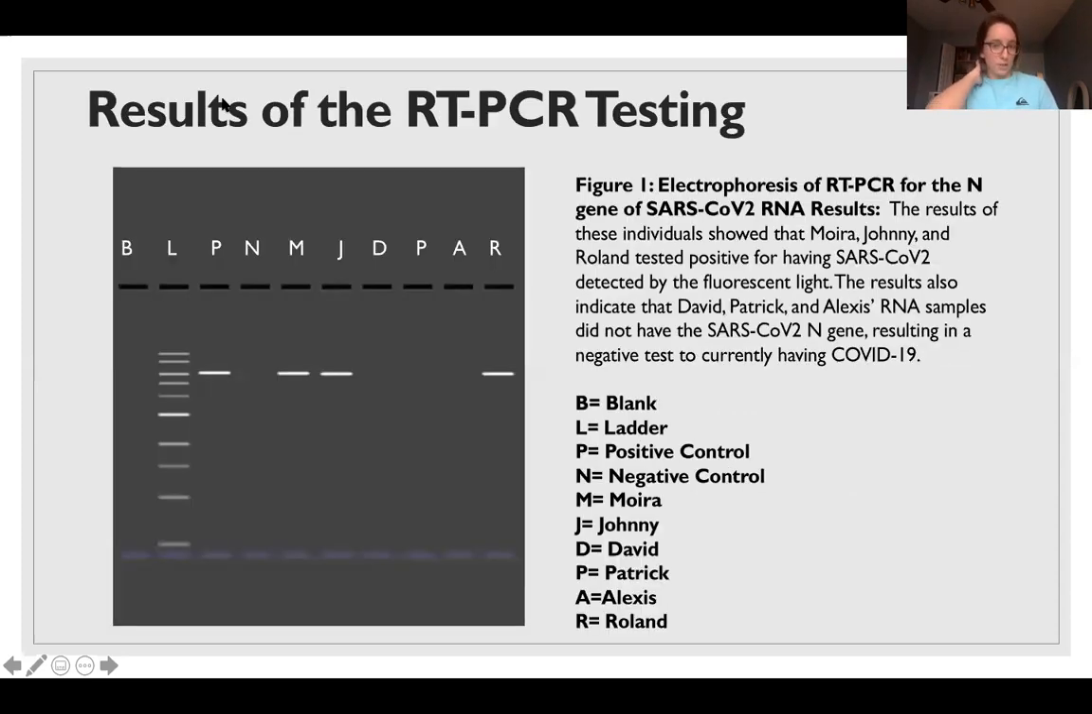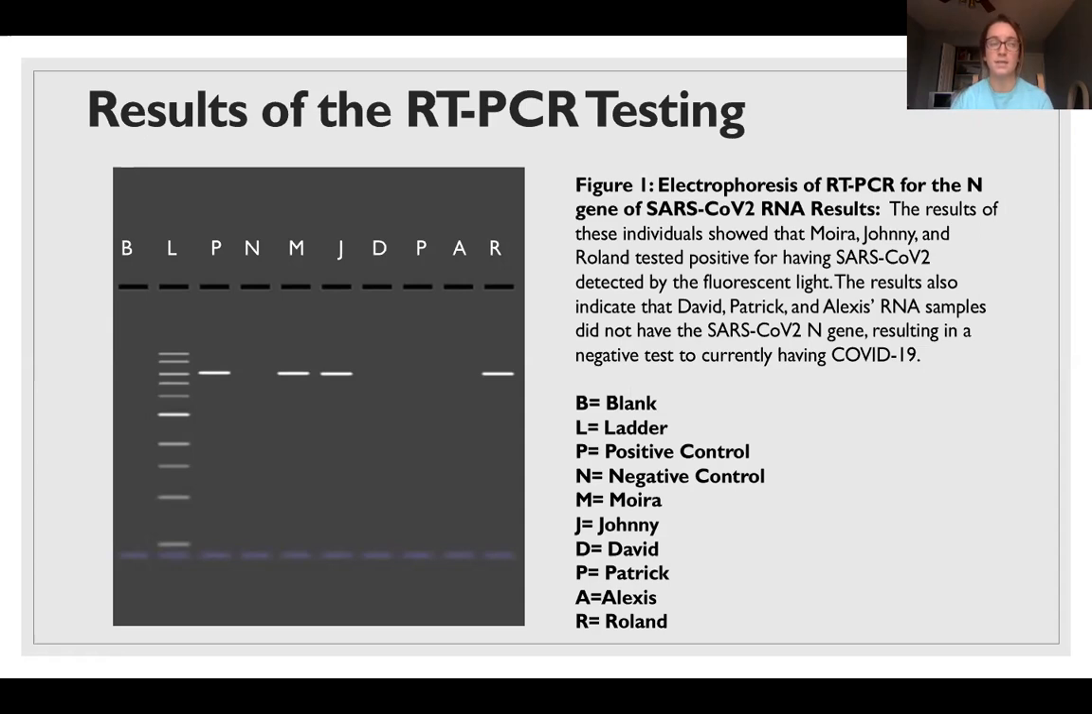So these are the results of the RT-PCR testing, and we can see the fluorescent lights I've been talking about, and each of these wells is labeled. The positive control is what we have when it's positive, and we can see that 3 of these individuals, Maura, Johnny, and Roland, all tested positive for having SARS-CoV-2 detected by this fluorescent light through their RNA gene. And 3 of them did not. David, Patrick, and Alexa didn't have these RNA samples, but that doesn't necessarily mean they don't have the virus, just that they don't have it currently in their body.